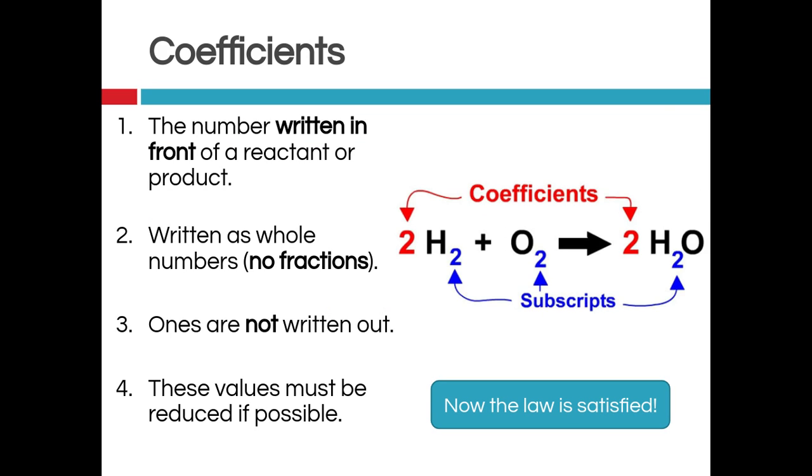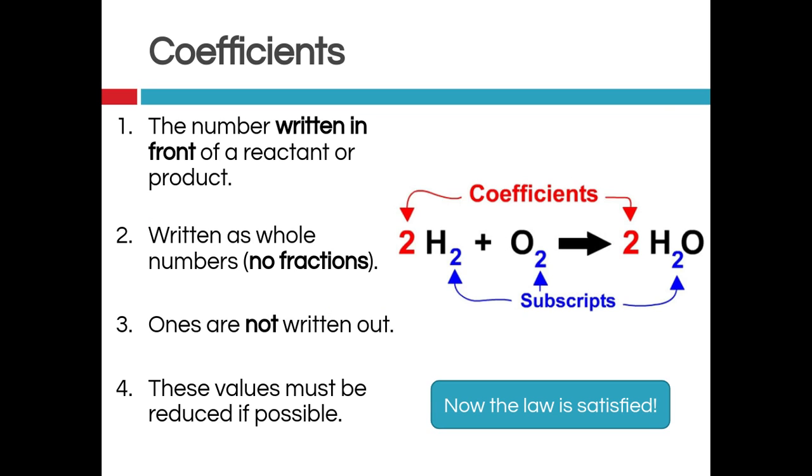So this is balancing. Balancing means we get to put numbers in front, and that is the only place you get to put a number. You don't get to put a number below. You can't change the subscripts. You can't have fractions. We're not going to write out ones, and you've got to reduce if possible.